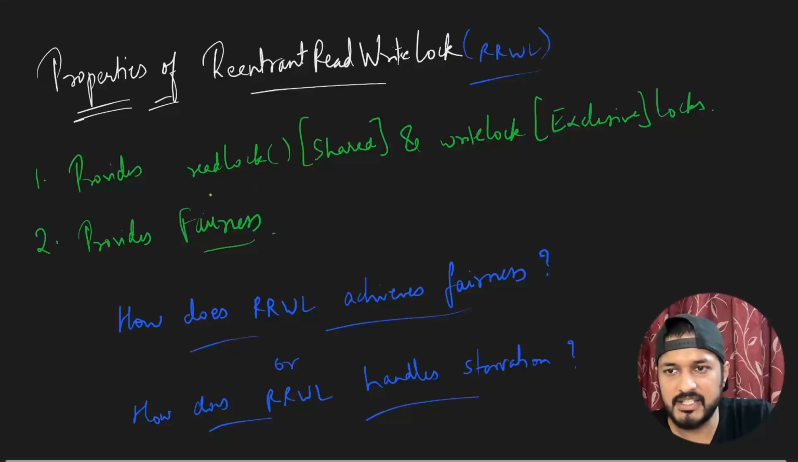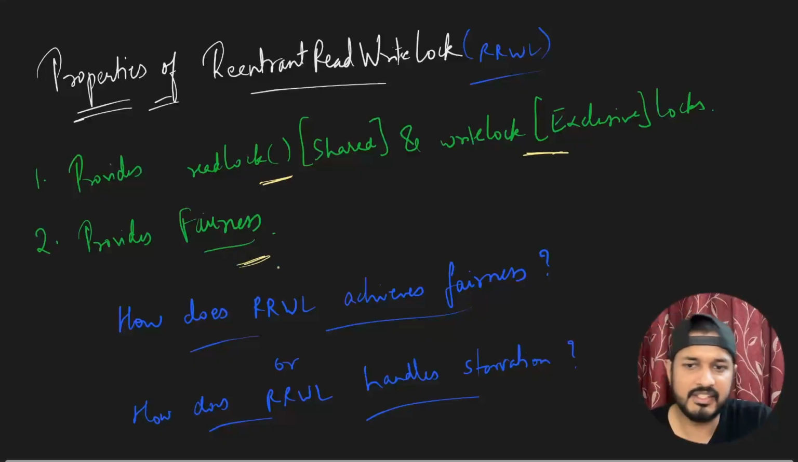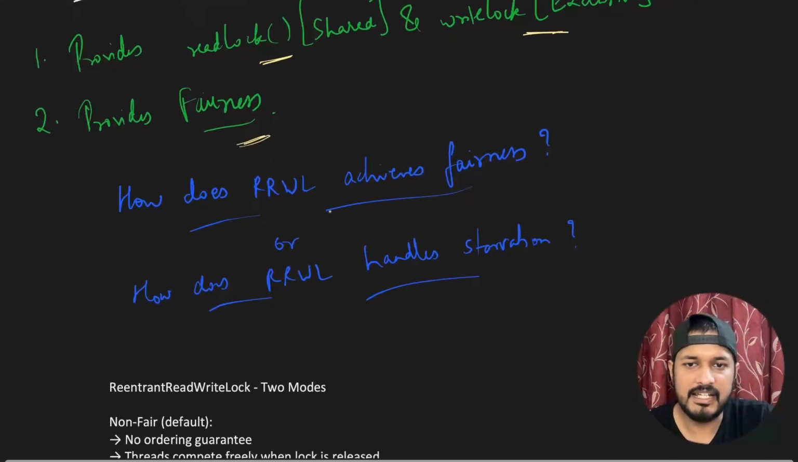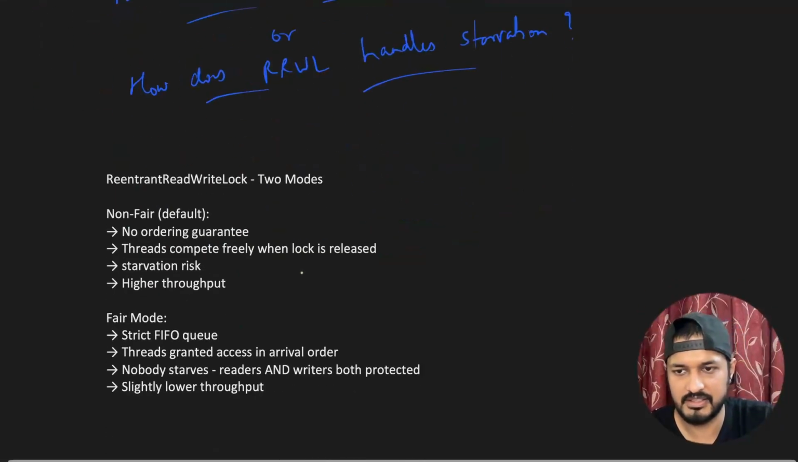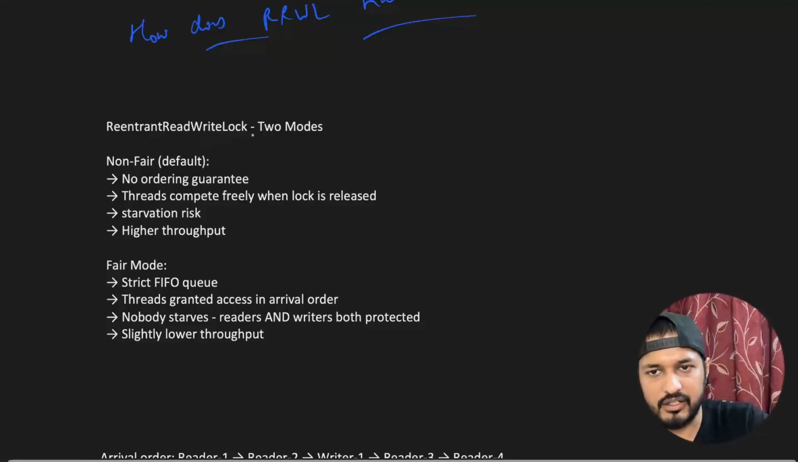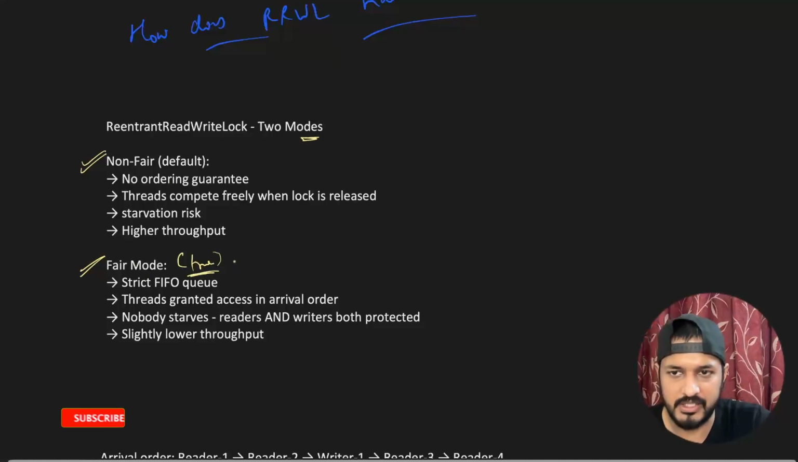So the first property is it provides a read lock, a shared lock, and a write lock, an exclusive lock. Second, it provides fairness. So how does RRWL achieve fairness, or we can say how does RRWL handle starvation? Reentrant read-write lock has 2 modes. One is a non-fair mode, which is the default mode, and another is a fair mode. And fair mode is achieved by passing true in the constructor parameter.